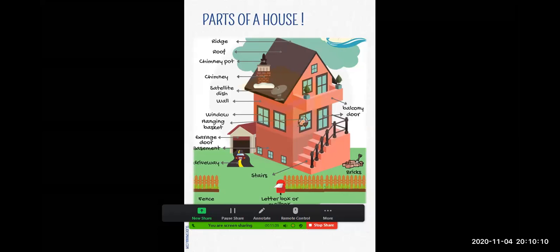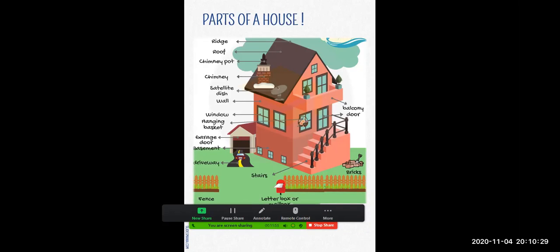Y en otros países usualmente tienen basement y arriba está el ático, attic and basement. No todos, en este caso nosotros no lo tenemos. Y driveway es el caminito que lo lleva a su casa. Desde la entrada como de su pasaje hasta su casa, ese sería su driveway. Okay? O desde la acera hasta donde mete su carro, ese es su driveway.